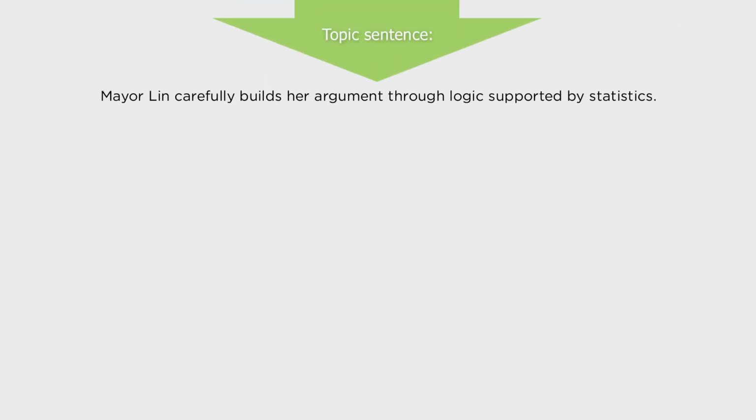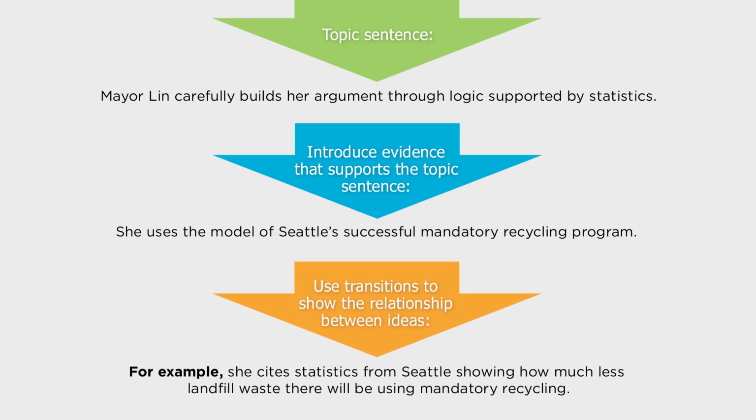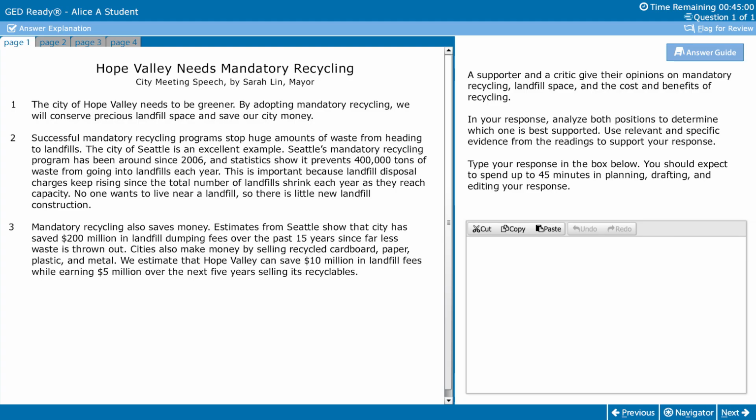The writer says that Mayor Lynn supports her argument with statistics. Then she describes that the statistics come from a program in Seattle. Finally, she tells what the statistics show. In the example above, the writer presents her evidence by describing what the statistics prove. This is a good way to connect the evidence, statistics, to the claim. Mayor Lynn's speech is stronger because she proves her point, using logic and statistics.